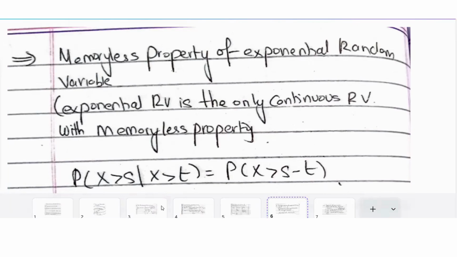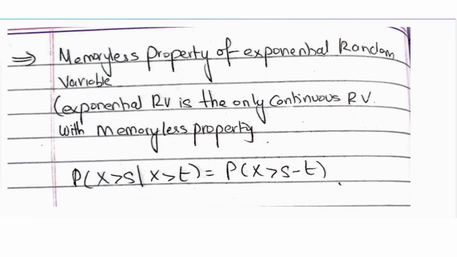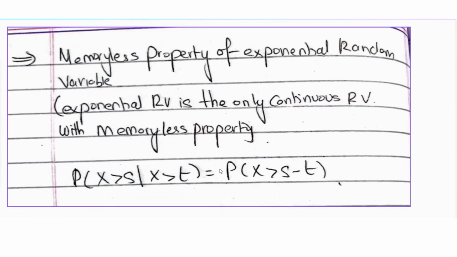So this allows us to write a conditional probability of the form probability X is greater than s given X is greater than t in the form of an unconditional probability, X is greater than s minus t. That is how the memoryless property is helpful, because given a conditional probability of this specific form, you can write it in the form of this unconditional probability.